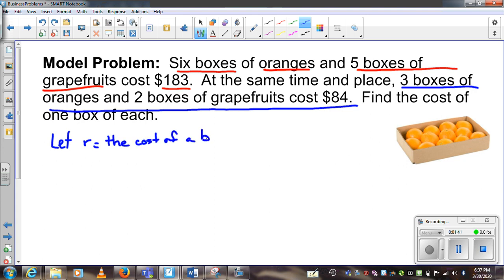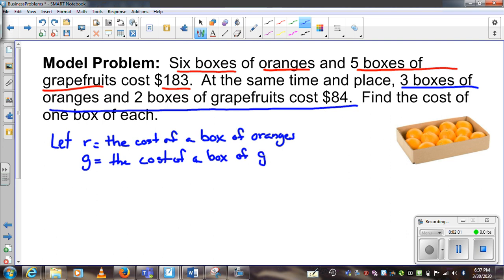of a box of oranges. And how about we let G equal the cost of a box of grapefruits. Okay, if I'm going to use 2 variables, I need to have 2 equations. Let's deal with what I underlined in red.